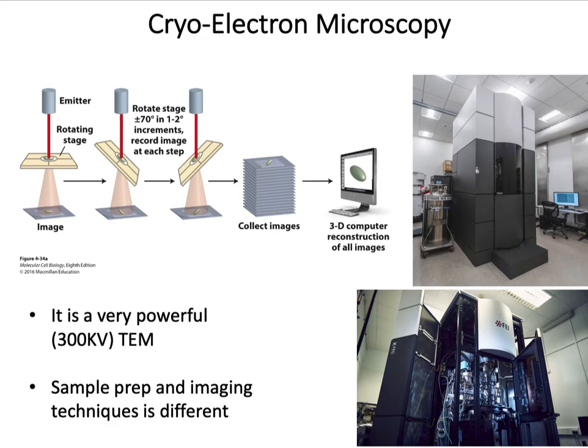The sample preparation and imaging technique is different than the conventional TEM sample preparation that we have seen earlier. In cryo-EM, the sample is frozen very quickly in water with liquid nitrogen at minus 196 degrees Celsius. This extremely rapid cooling forms the amorphous or vitreous ice, which is non-crystalline, and hence the name cryo-EM. The sample is kept at the cryogenic temperature throughout the image data collection.